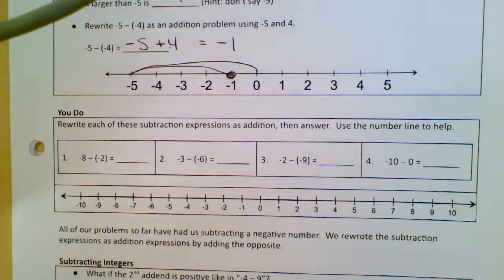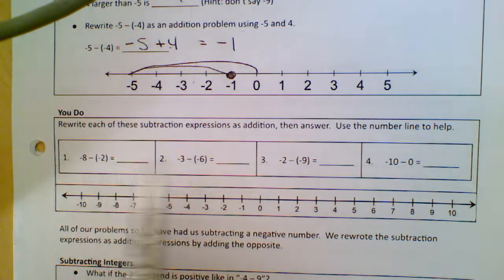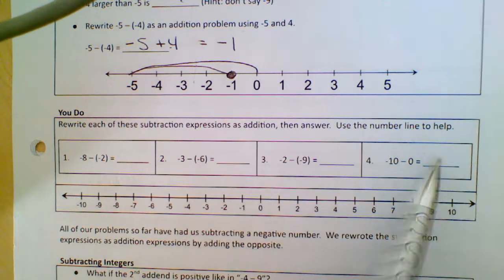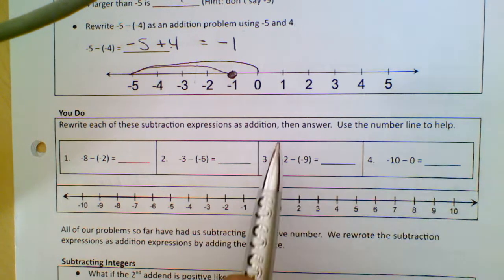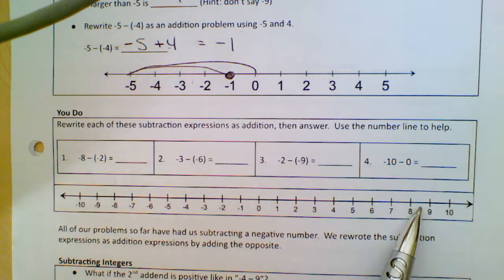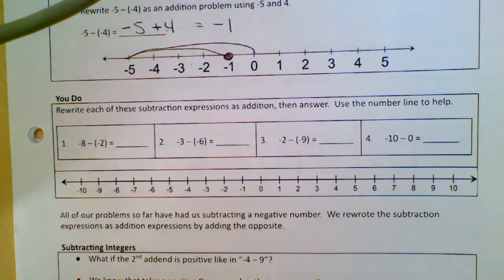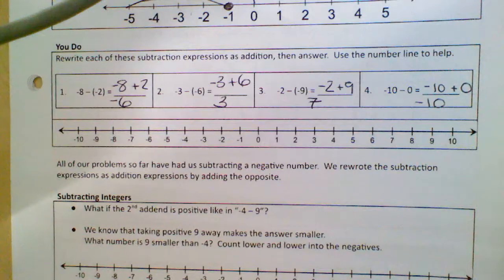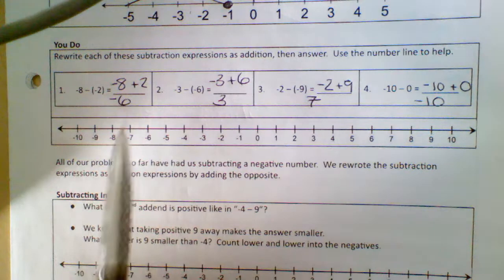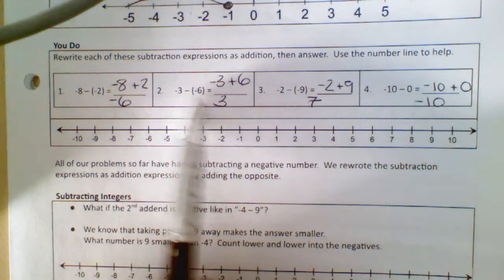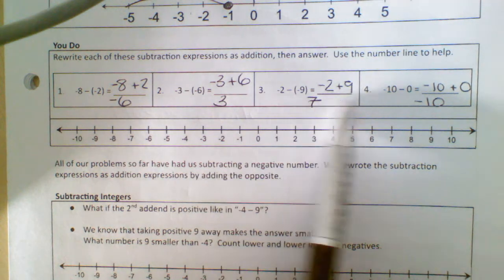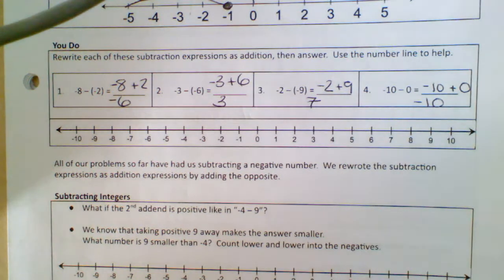So you're going to hit the pause button. You're going to rewrite each of these as addition, and then you're going to answer them. You can use the number line if you want to, but if you don't need to, you don't have to. Okay. So you can go and check your answers. This is what it looks like when you rewrite them as addition problems, and then I put the sum down below.